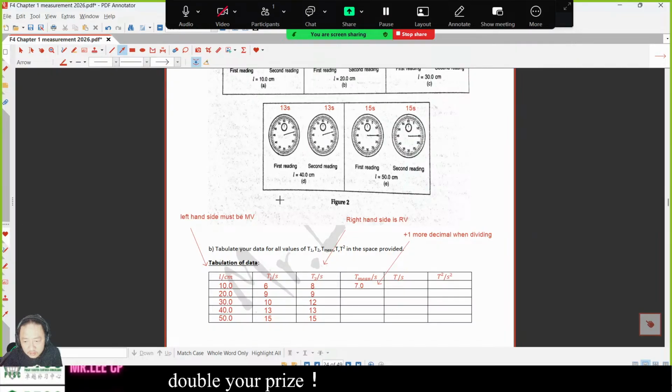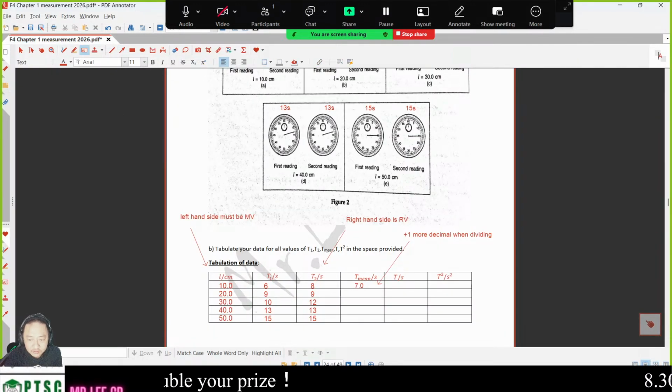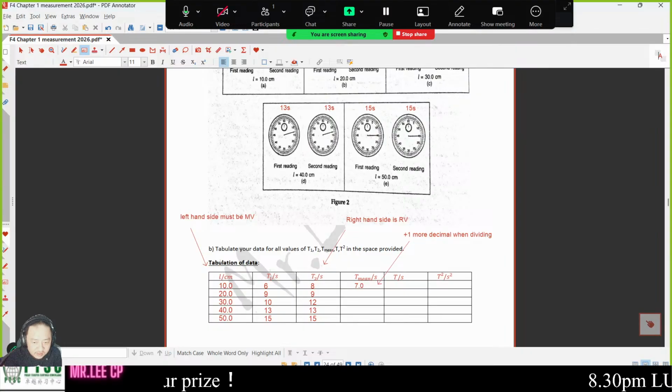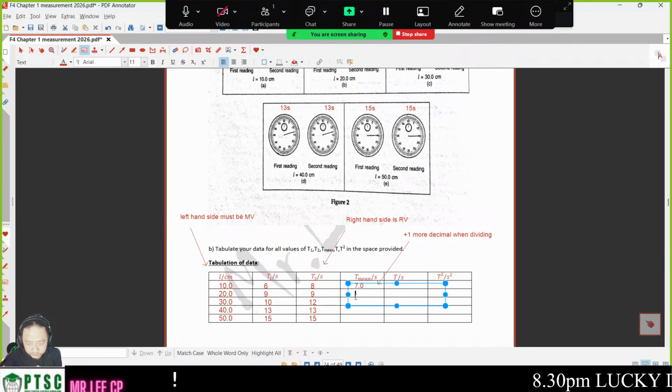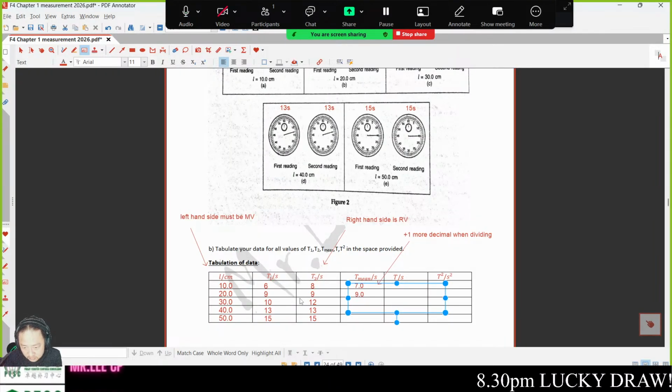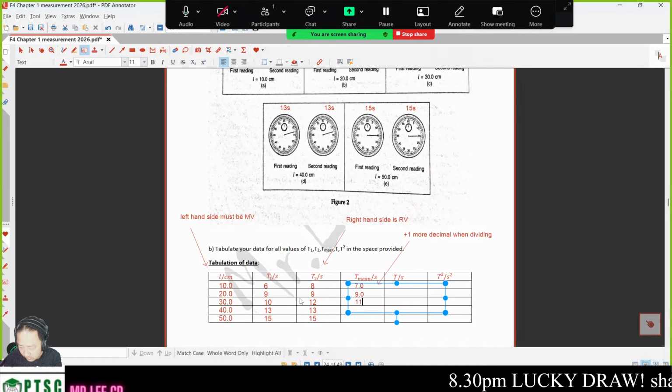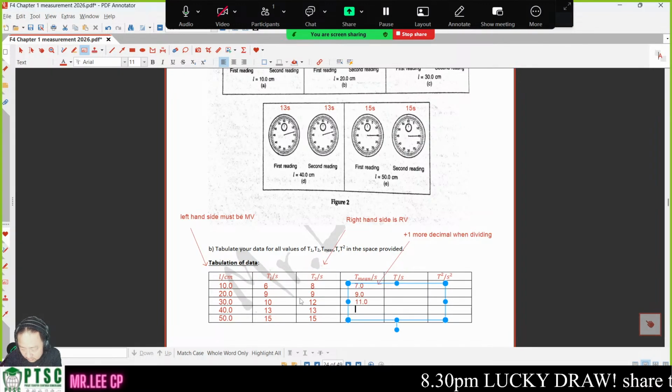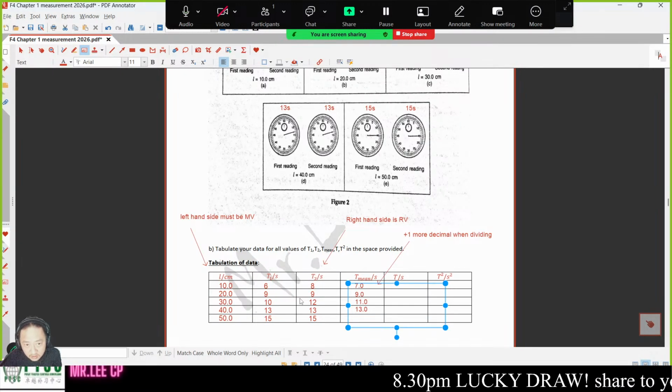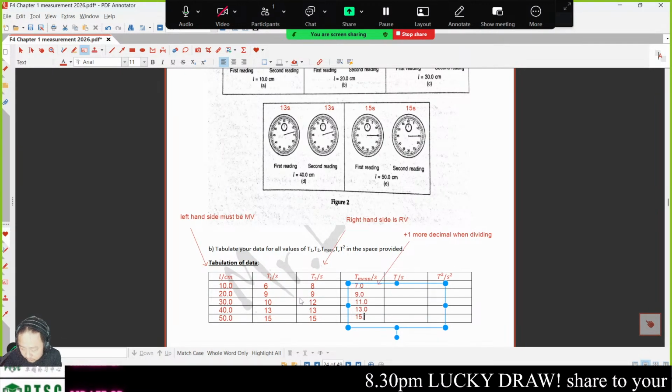So now this number has to be consistent, because this one plus this one, divided. Okay. 9 plus 9 divided by 2 is 9.0. And then 11.0, and then 13.0, and then 15.0.